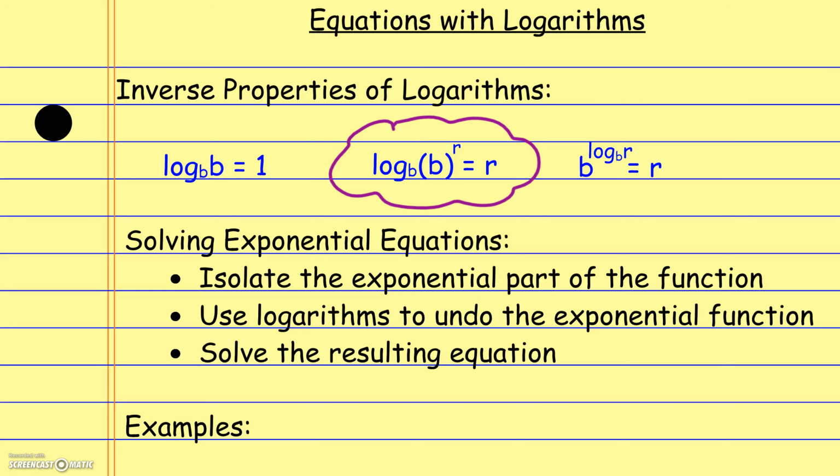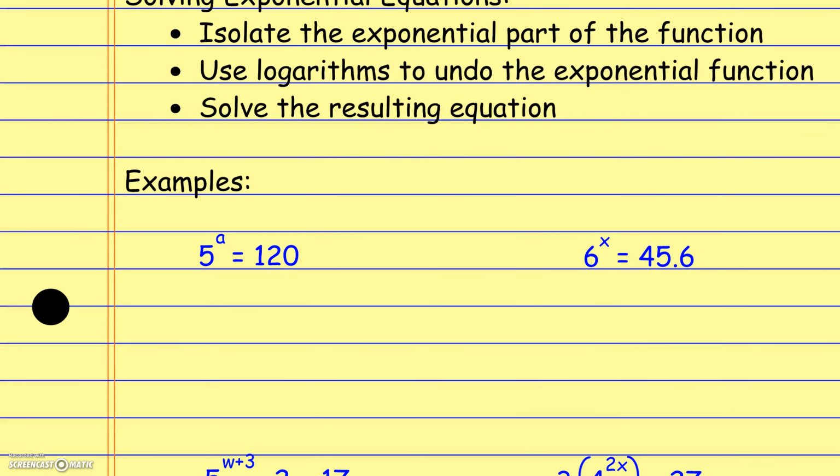For example, look at this one: 5 to the a equals 120. Again, I can't write these as a common base. There is no power of 5 that I can think of that will give me 120. 5 to the second is 25, 5 to the third is 125, so it's in between there. It doesn't work with that first method, so this is why we use logarithms.